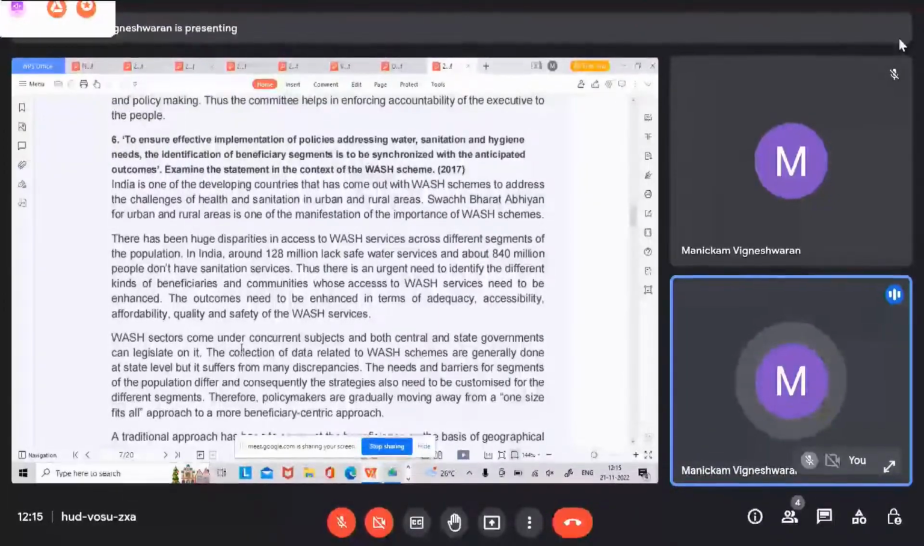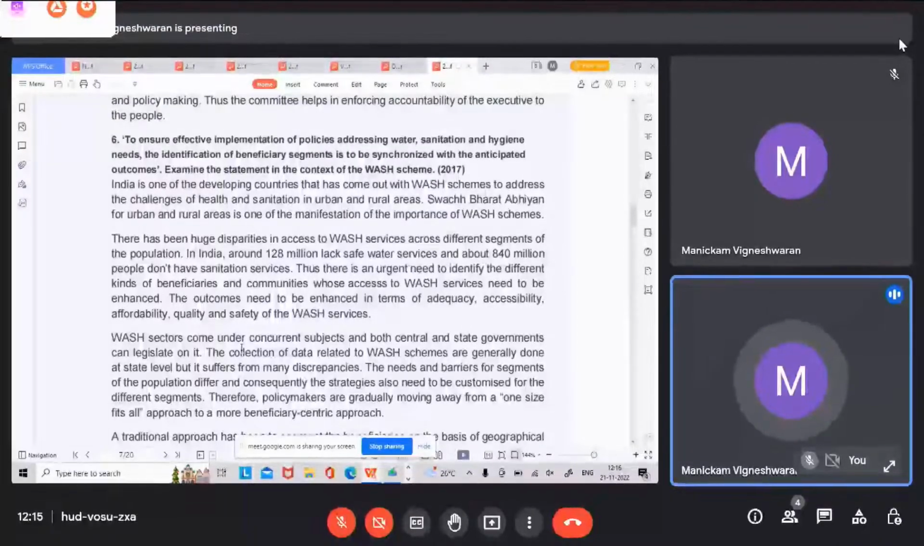WASH is a kind of sanitation, cleanliness, hygiene, and health-oriented campaign to ensure long life. India is one of the developing countries that has come out with WASH schemes to address the challenges of health and sanitation in urban and rural areas. Swachh Bharat Abhiyan for urban and rural areas is one of the manifestations of the importance of the WASH scheme.